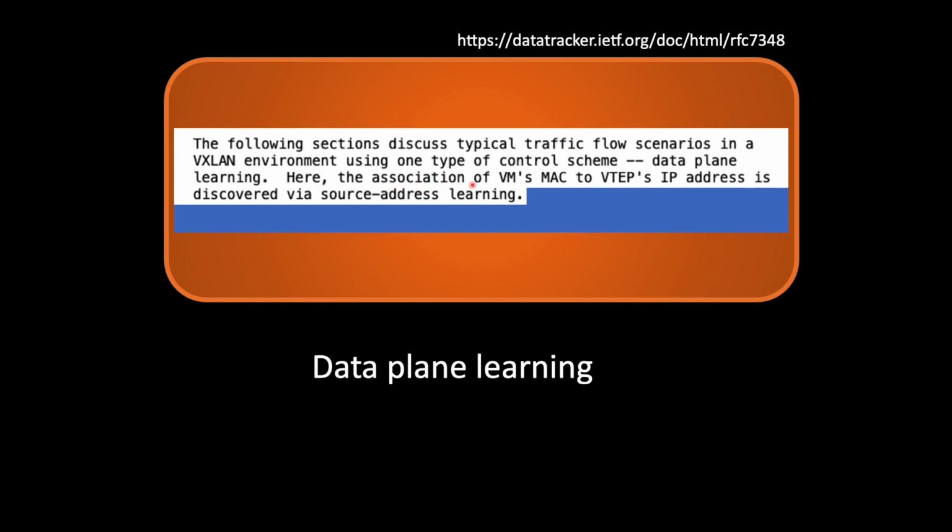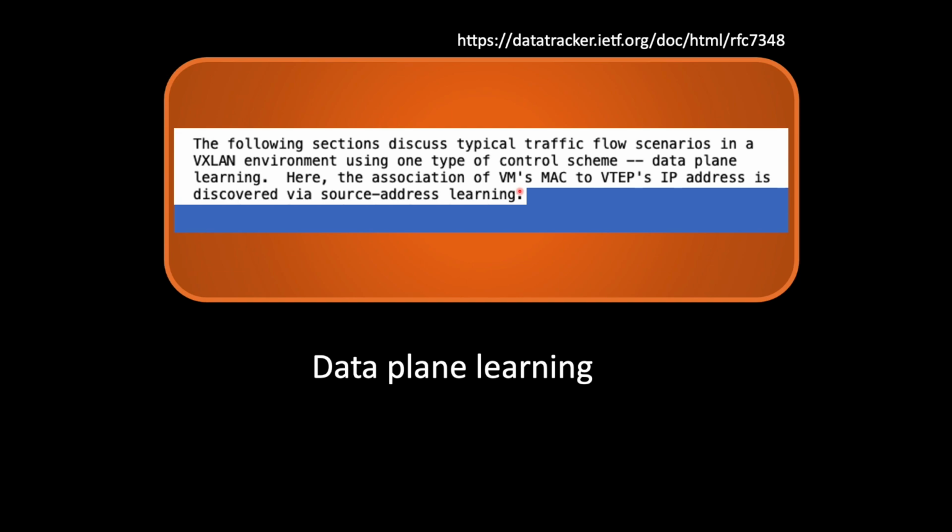So the association of the Ubuntu server's MAC address, so those MACs that I've abbreviated to A, B, and C, the association of those to the VTEP's IP address is discovered via source address learning. Okay, so that's what we've seen. The VTEPs are listening to the traffic as it's flowing, looking at the inner MAC address, which is the Ubuntu servers or the VMs in the RFC, and then saying, okay, which VTEP did that packet come from? Once I hear from a VTEP, I look at the inner MAC address and I record that in the MAC address table. That's what we've seen.